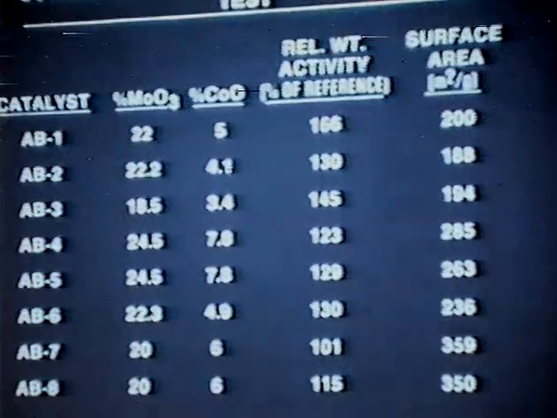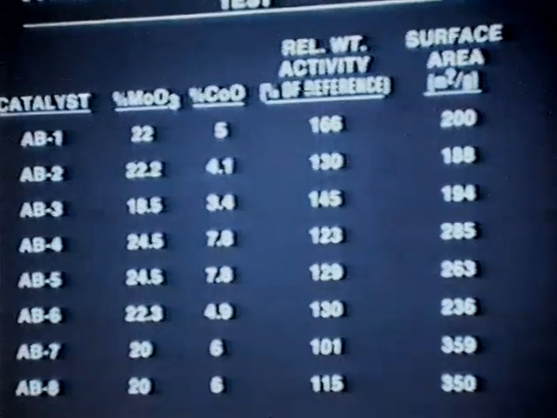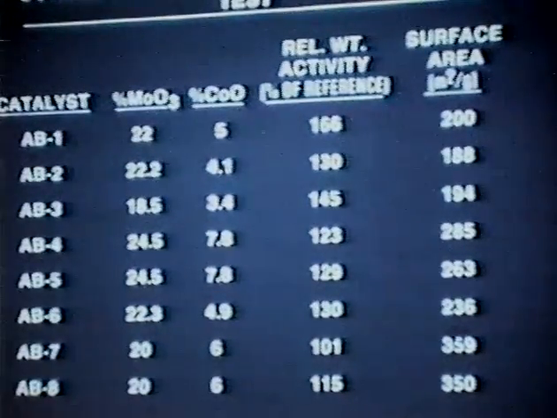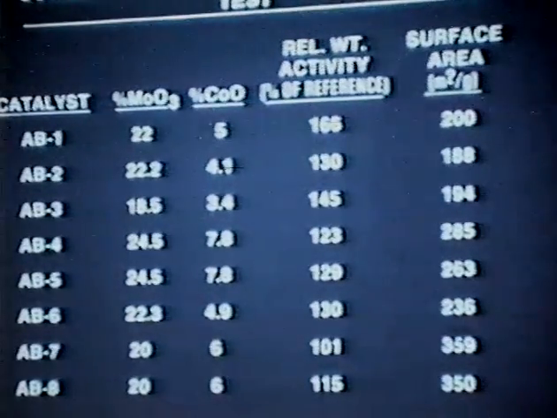What's the reference catalyst here? I'm sorry? What did you use for a reference catalyst? It was a catalyst called RF11. It's a commercial catalyst. It's made by American Scientific Company.